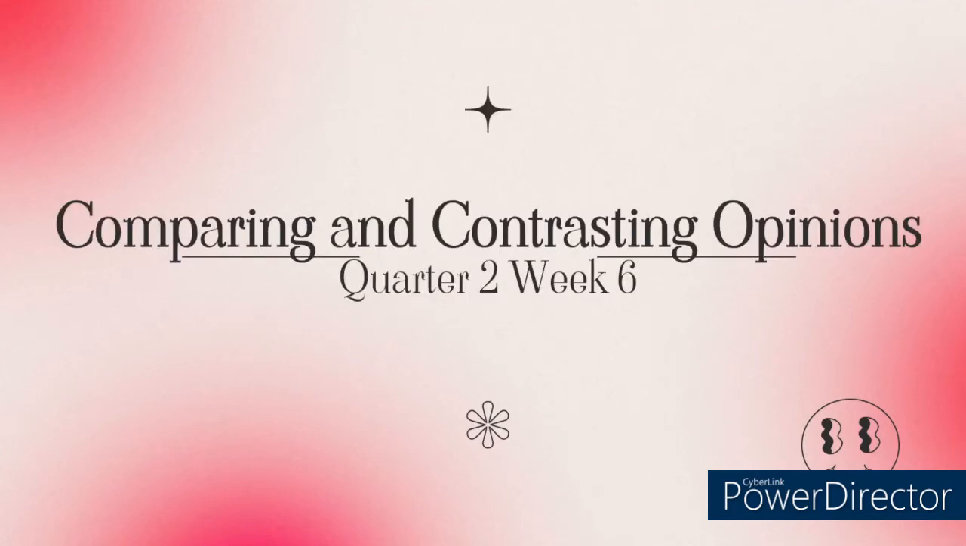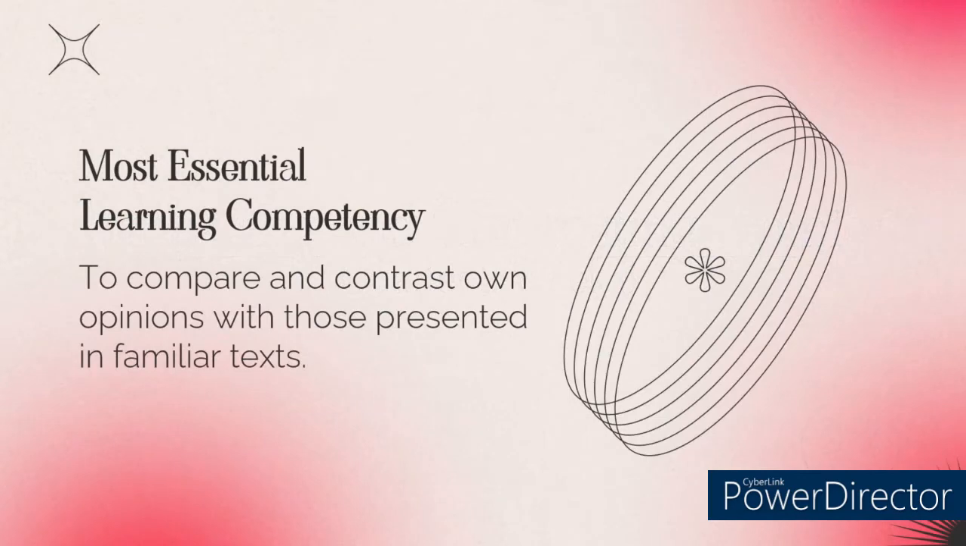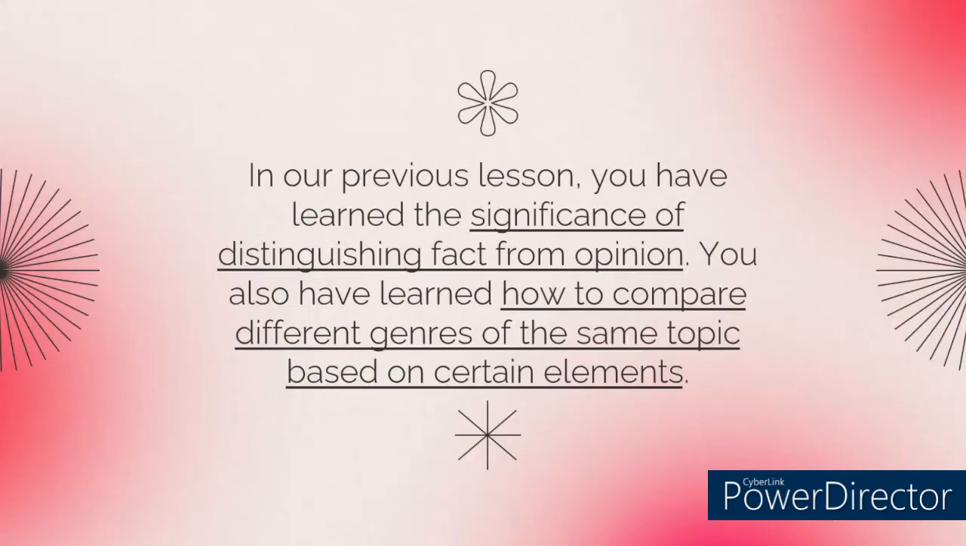Now we are in quarter 2 week 6 and our lesson is comparing and contrasting opinions. Our most essential learning competency is compare and contrast own opinions with those presented in familiar texts. In our previous lesson, you have learned the significance of distinguishing fact from opinion. We also have learned how to compare different genres of the same topic based on certain elements.